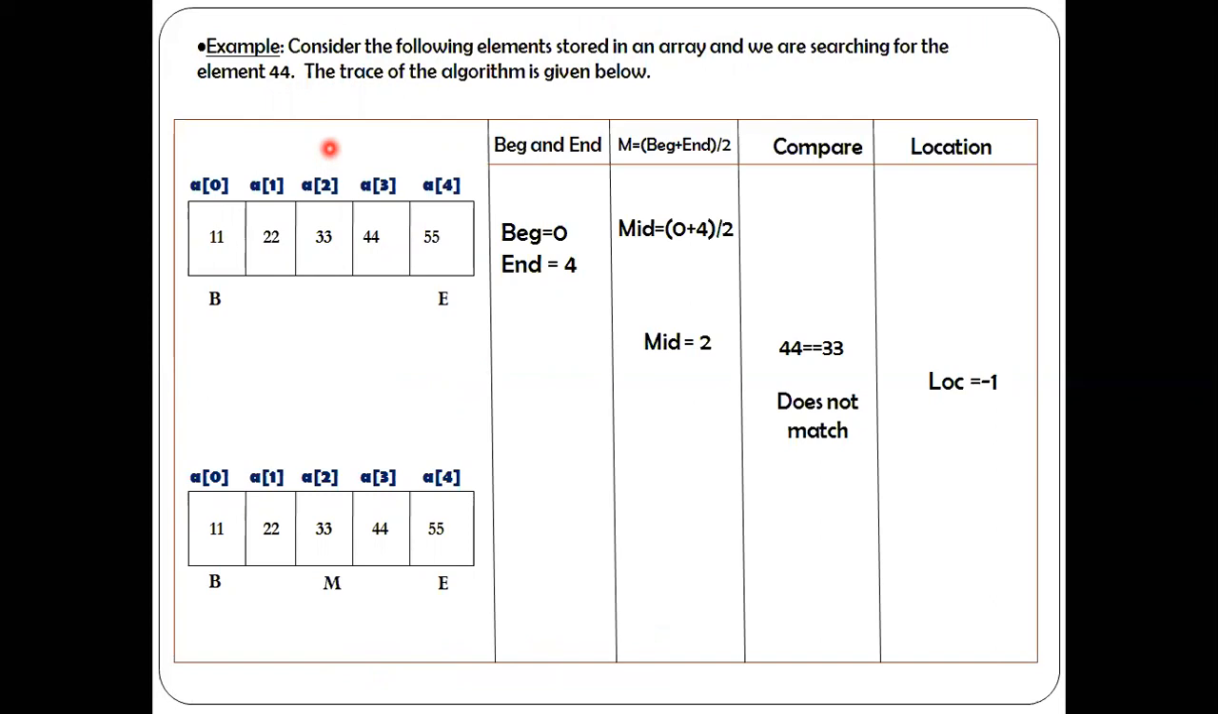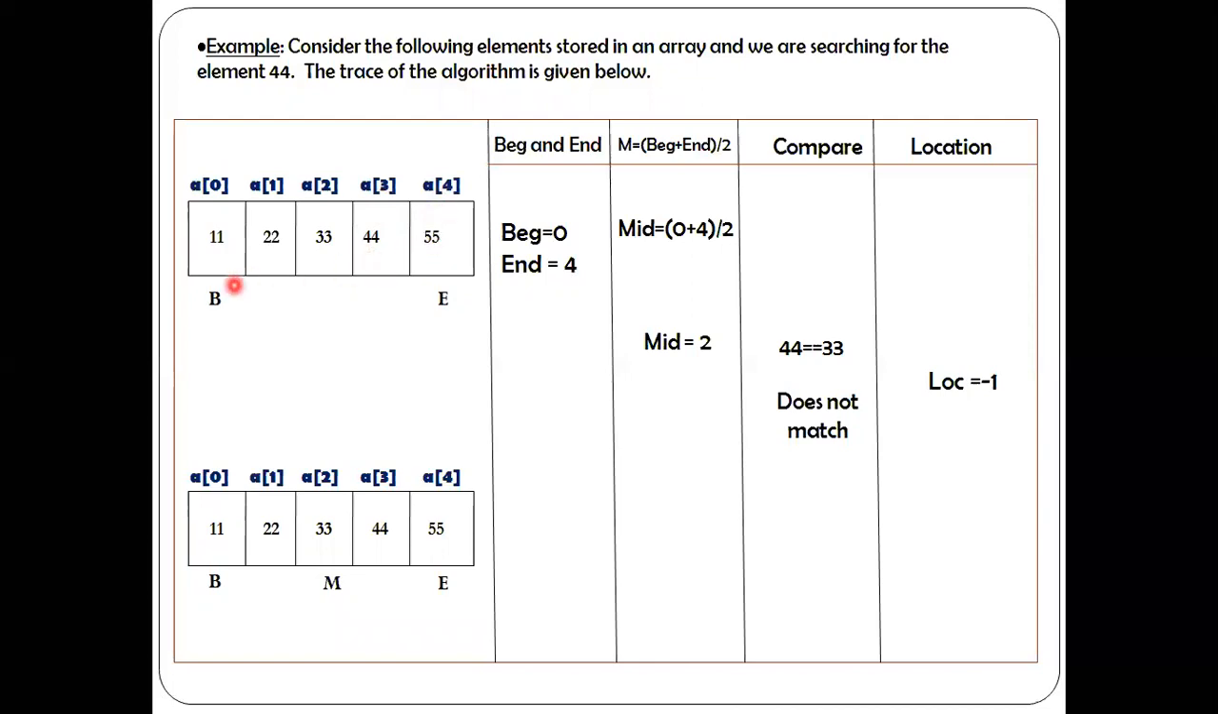I don't know where exactly 44 is present. Okay, see, 44 is present here. 44 is present in which location? Third location. The trace of the algorithm is given below. Look at this. 11 is stored at A of 0, 22 is stored at A of 1, and 33 is stored at A of 2, and 44 is stored at A of 3, and last, 55 is stored at A of 4.